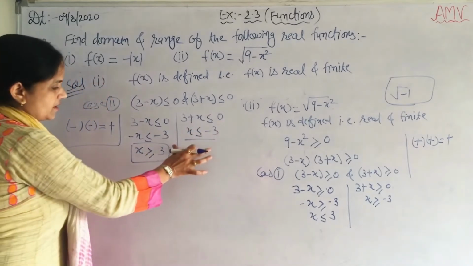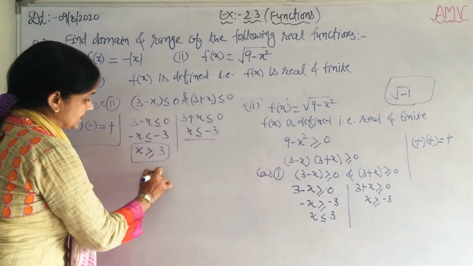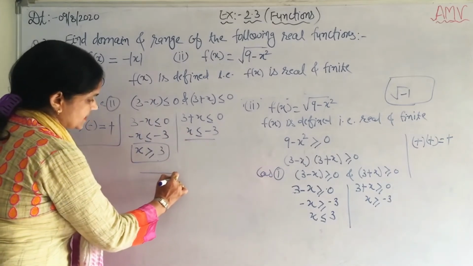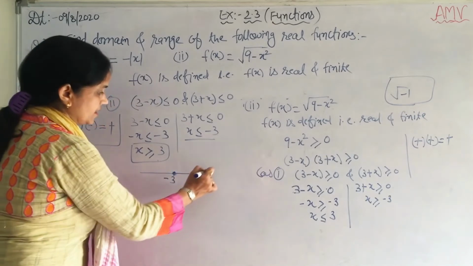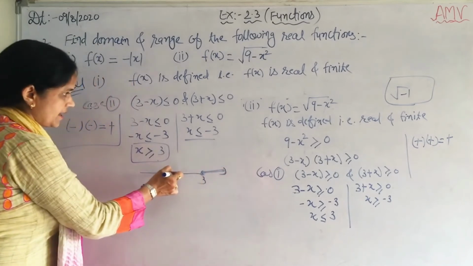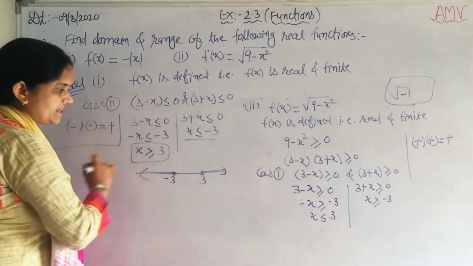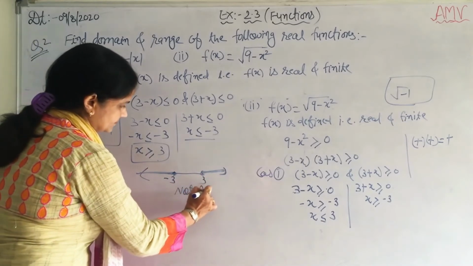Now see students, how it will be possible. Here the x is, see, suppose here it is minus 3 and here it's 3. The value greater than 3 and less than minus 3. Okay, so it's not possible.